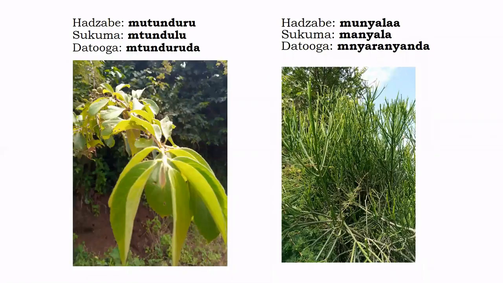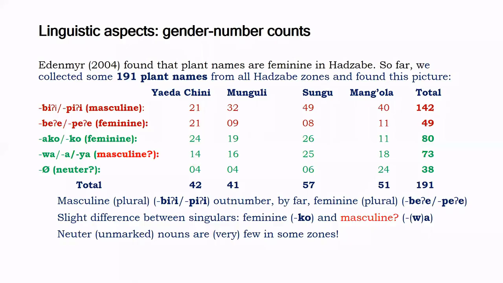And the other one, Mtunduru, it's Mtunduru in Hadza, Mtundulu in Sukuma, and I think it's the same in Hangaza and in Nyamwezi. And of course, the Datoga have the Mtunduruda. Kuri is not saying anything. The Hadzabe, they have Munyala. Mikim Geja, who is a native speaker of Kisukuma, has mentioned Manyala for this tree, and Mnyaranyanda in Datoga. And Michael, I would say, because Mick is interested more in the narrations about the medicinal issues, my concern is about the morphology of these words.